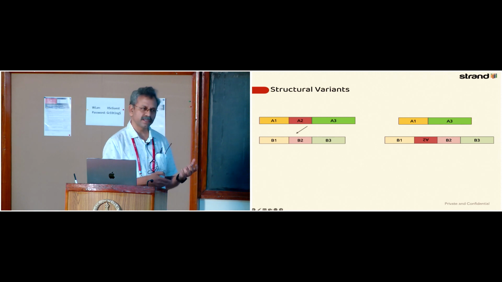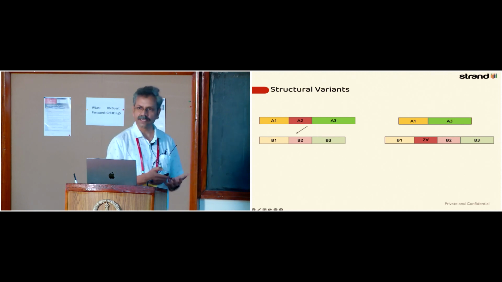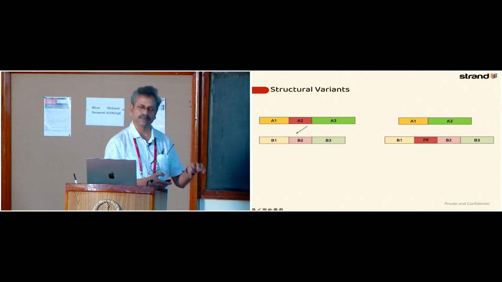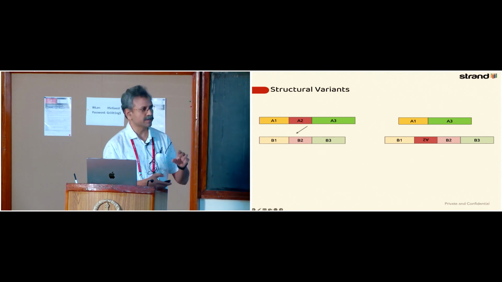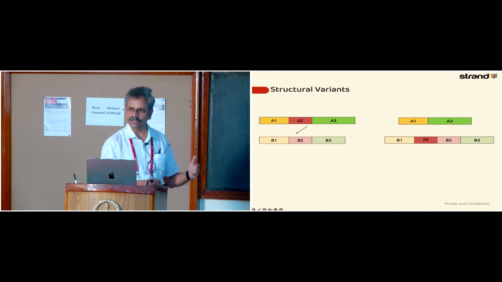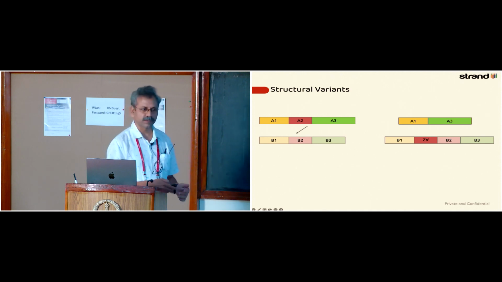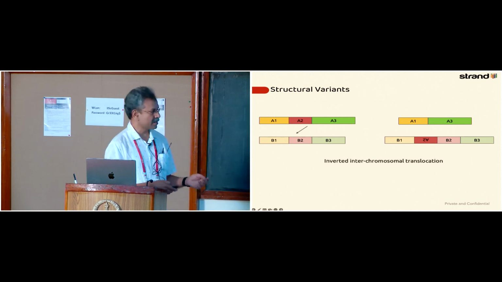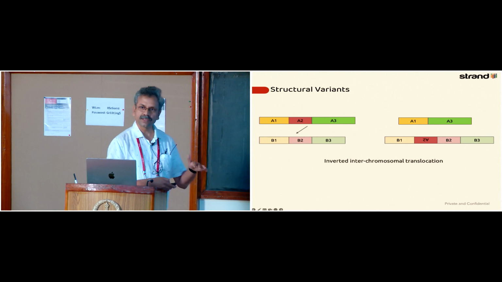So essentially, the entire genomic content is present, but it's not really present in the same order. One part of one chromosome has gone to another part of another chromosome in a different orientation. It could have gone within the same chromosome also, it could have gone to a different chromosome, it could have gone in the same orientation, a different orientation. Whatever it is, these are what I call structural variants. And in this particular case, you would call it an inverted interchromosomal translocation.